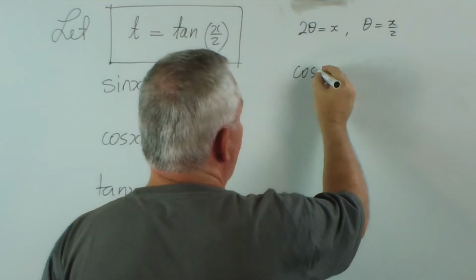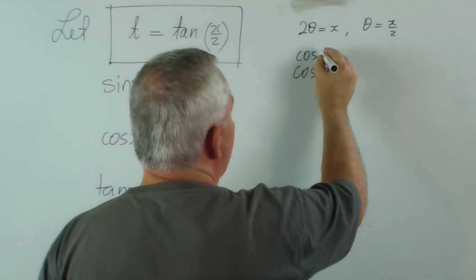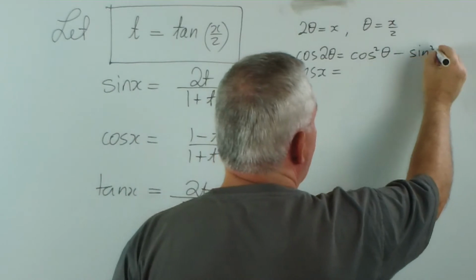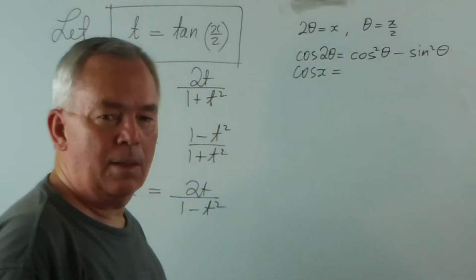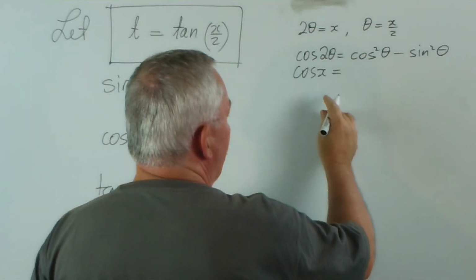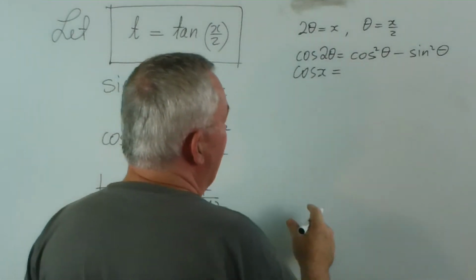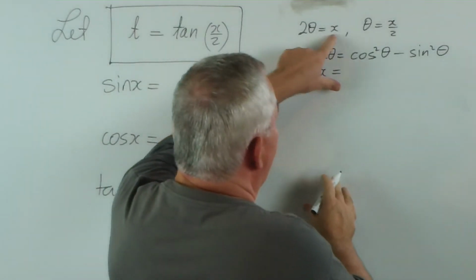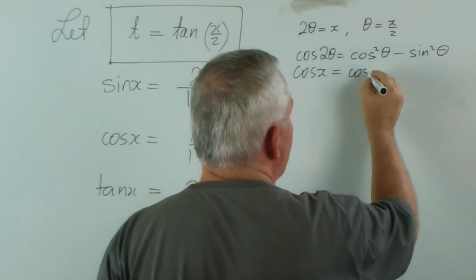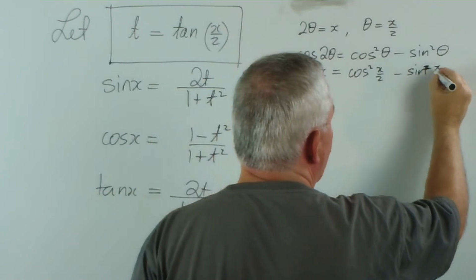So, to find cos x, we remember that cos of 2 theta is cos squared theta minus sine squared theta. I was just hesitating about which of two directions to go. I'll substitute immediately. If 2 theta equals x, we've made that substitution, and if theta equals x on 2, this becomes cos squared x on 2 minus sine squared x on 2.